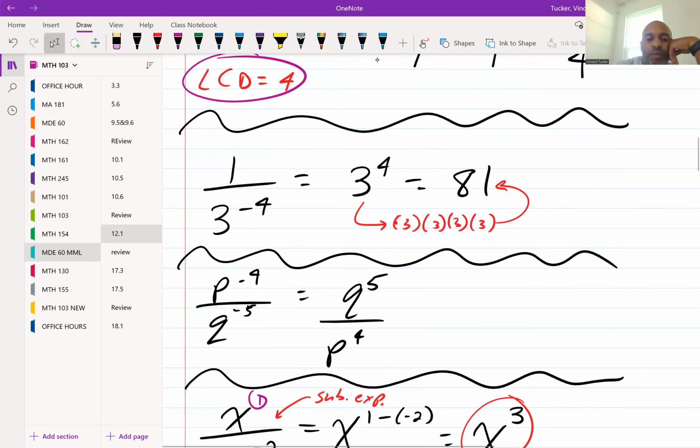Then we have p to the negative fourth over q to the negative fifth. So since the p has a negative exponent in your numerator and the q has a negative exponent in your denominator, you just flip them, take the q up top, bring the p down bottom, and then rewrite it as a positive exponent.